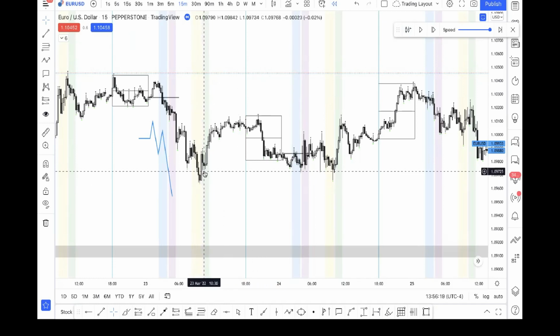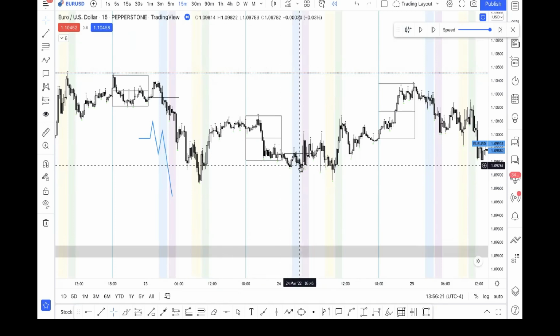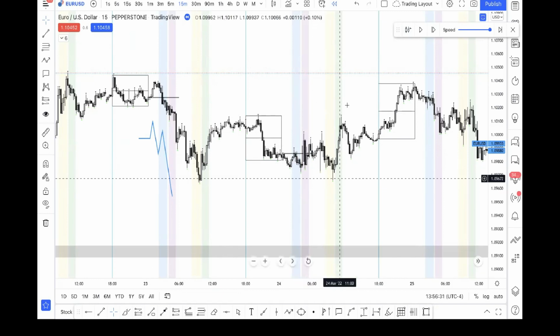Small imbalance over here, fair value gap over here. Price comes and fills it up over here. Fills it up over here. It goes up again. It comes back down. So there is no proper indication of there being bullishness or bearishness. So what's happening over here?